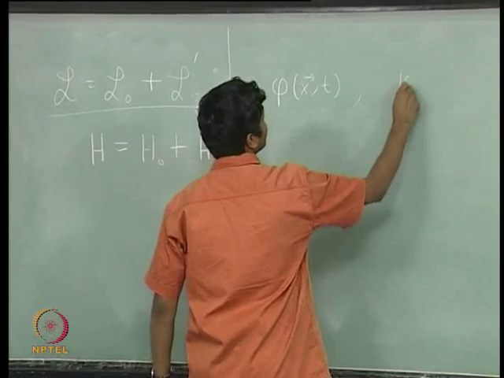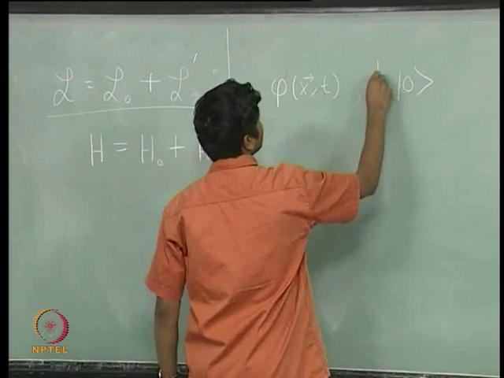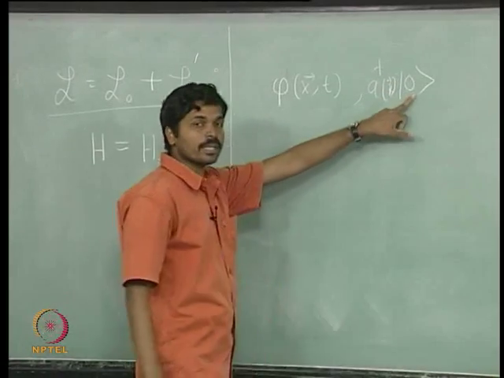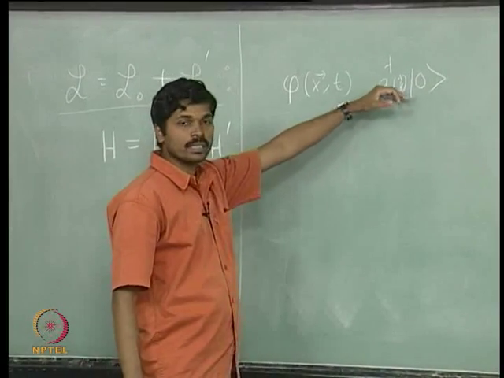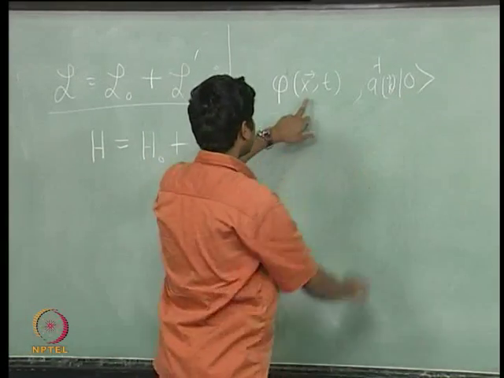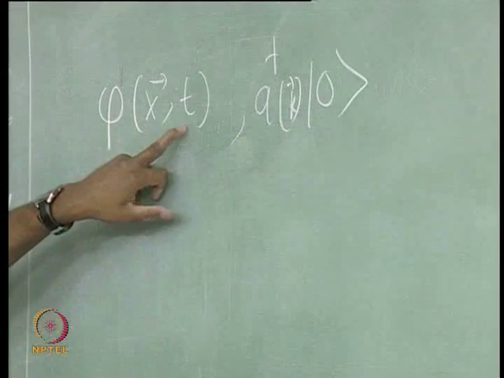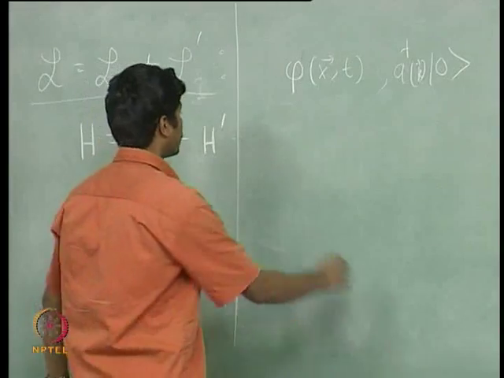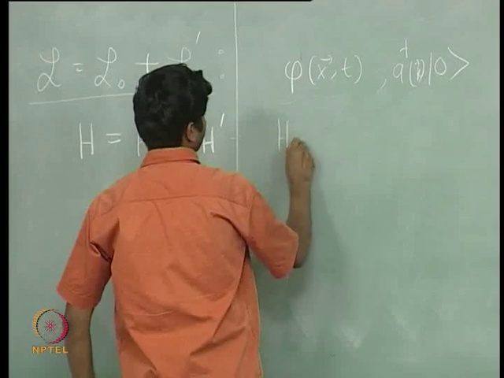You consider the vacuum state and then you consider a dagger k, creation operators acting on the vacuum, and then you get the entire spectrum this way. So, these are time independent, whereas the operators or observables are time dependent. This is known as the Heisenberg picture.